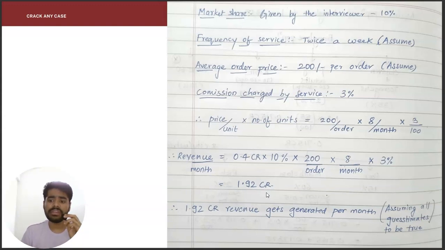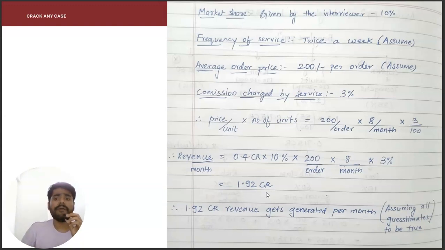And the frequency of the service? Whoever is using the service, at what frequency are they going to use it? Twice a week. Assume this thing. You are not going to ask interviewers such things. These kinds of numbers, as we assumed the population before, as we assumed the percentages of the different sectors, you assume this also. Assume something which makes sense. I myself use Swiggy Instamart 2 times a week, so I am assuming twice a week. That will be like 8 times a month. We need that to calculate the monthly revenue. So it will be 8 times a month.